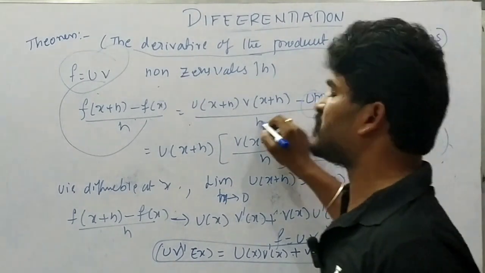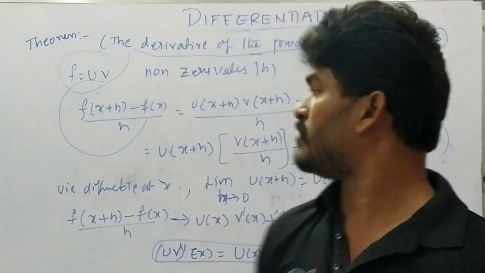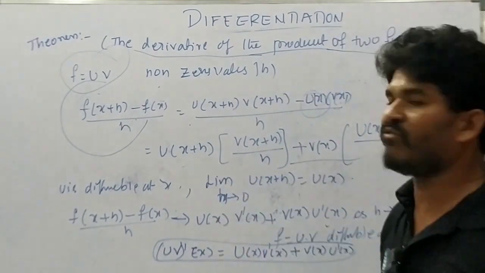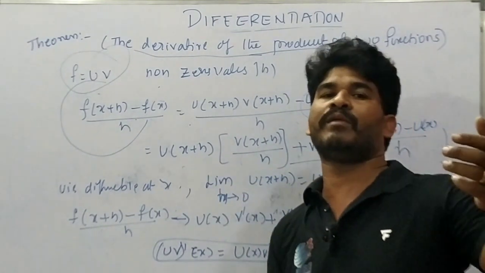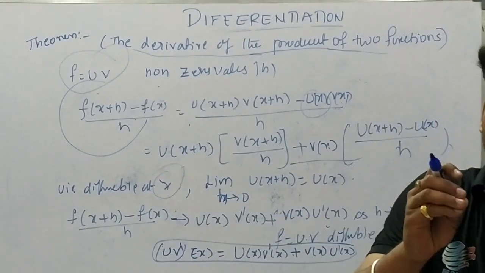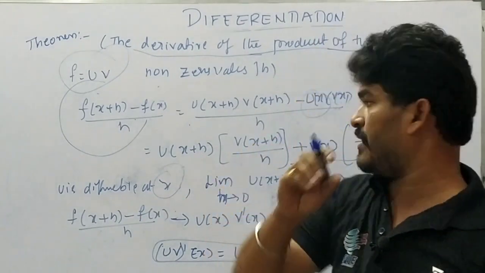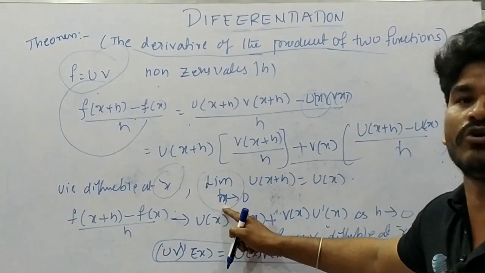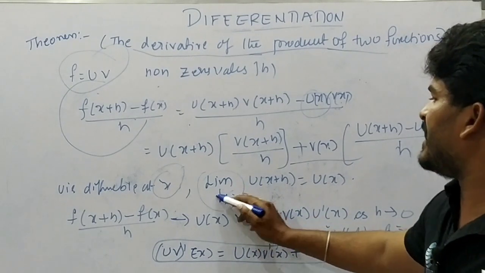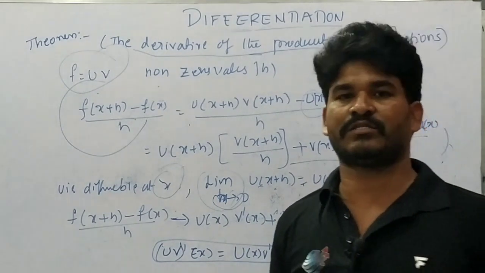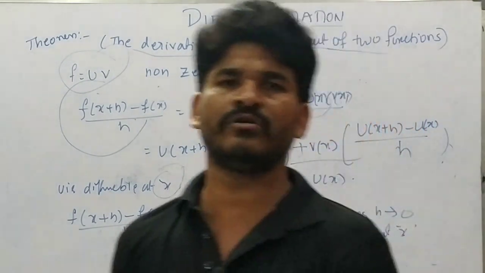So here we are dividing two terms. The same way, we are applying that u is differentiable. Here, what is differentiable? u is differentiable with respect to x, or at a point x. Therefore, the limit as h tends to 0 of u(x+h) equals u(x). This is a condition.